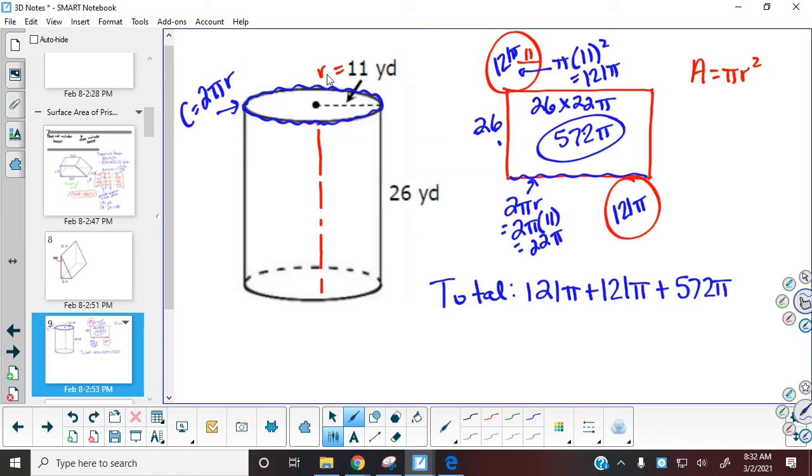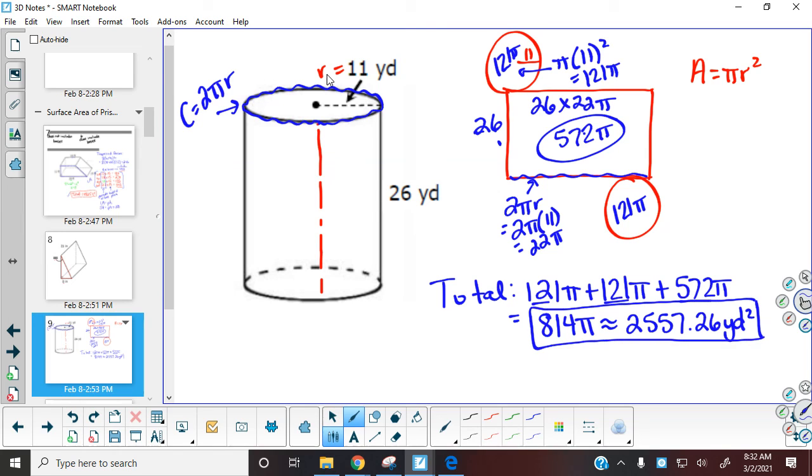And if you want to leave it as the exact answer with that pi in there, you would just add these like they are coefficients. Okay? So you would add 121, 121, and 572. You get 814 pi. That's your exact answer. Nothing has been rounded. If you want an approximation, go ahead and multiply that pi in there. So you get 2,557.26 square yards. Okay, so this is the exact, and this is the approximate.